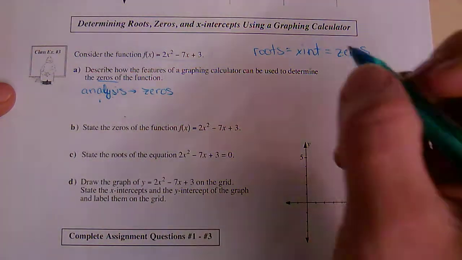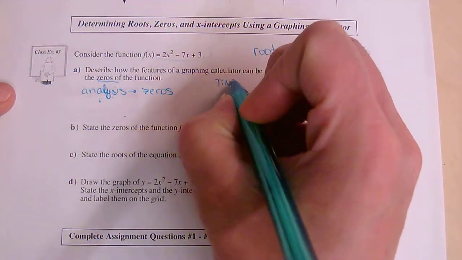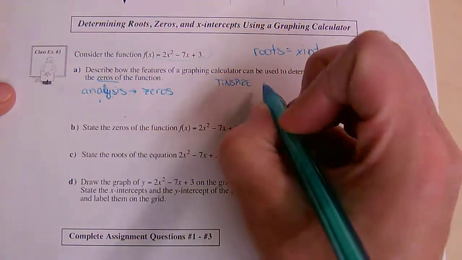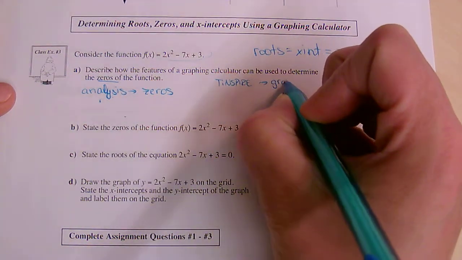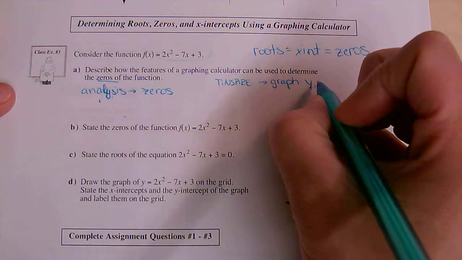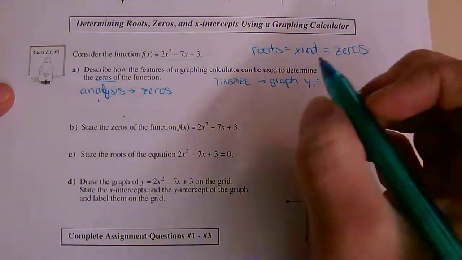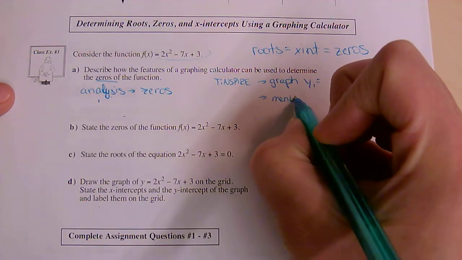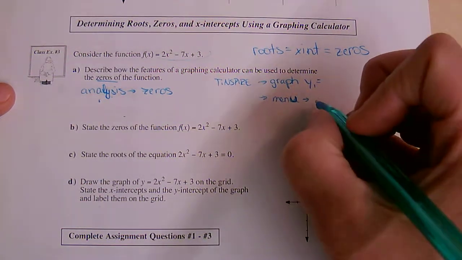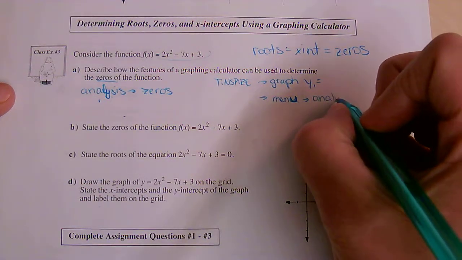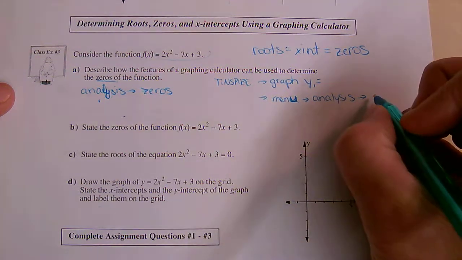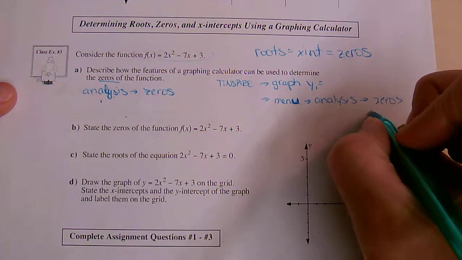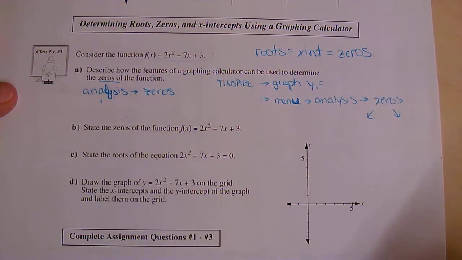Depending on your graphing calculator, there are slightly different keystrokes, but you can write in what you do. For the Inspire, you graph it in y1 equals the function. Then you go to menu, then analysis, and then zeros. Then you do left bound, right bound, or I think it says upper bound, lower bound.